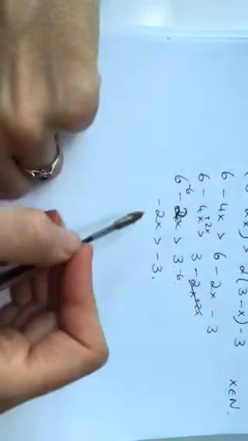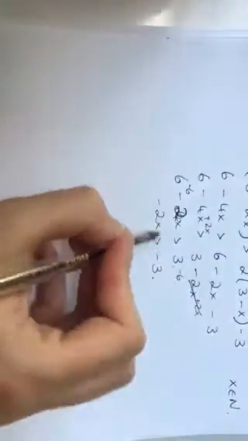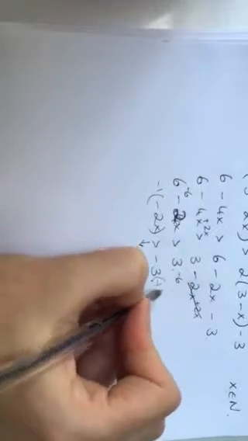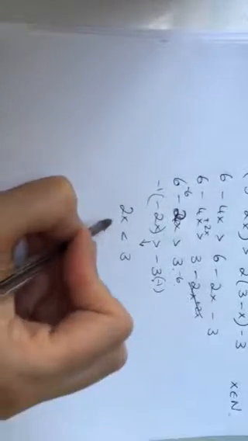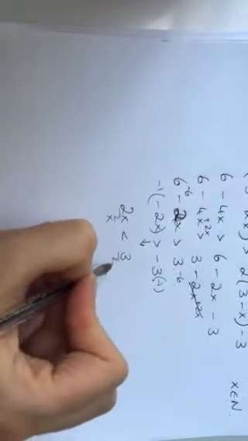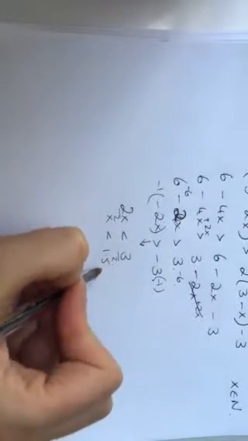So now I'm going to multiply both sides by a minus 1. But if I multiply by a minus number, this sign is going to have to change. So if I multiply both sides by a minus 1, I end up with 2x is less than minus 3 times minus 1, which is 3. And I divide both sides by 2. x is less than 3 over 2, or 1.5.